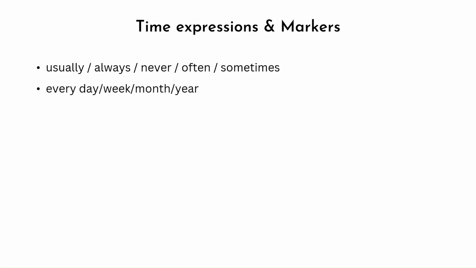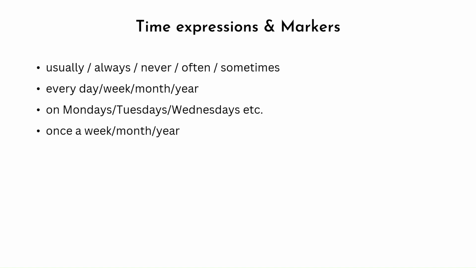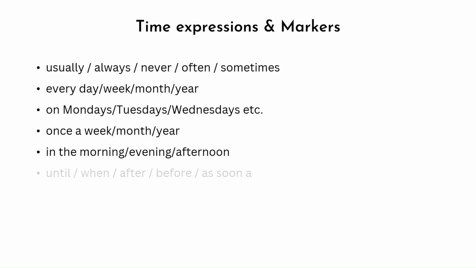Before we move to the exercise, here are some time expressions that indicate present simple tense. Usually, always, never, often, sometimes. These are frequency adverbs. Every day, week, month, or year. On Mondays, Tuesdays, Wednesdays, etc. Once a week, once a month, once a year. In the morning, evening, or afternoon. Until, when, after, before, as soon as. This evening, at 10 a.m.